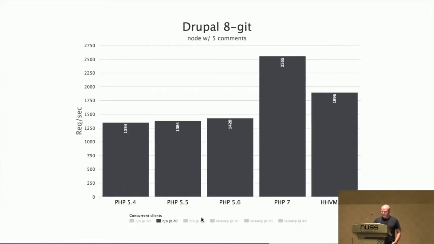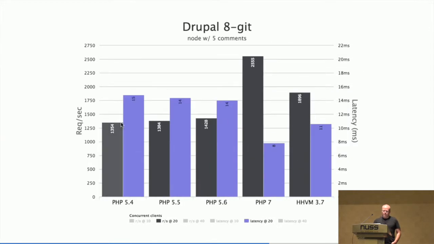Latency-wise, latency on PHP 5.4 was 15 milliseconds, 14 in PHP 5.5, 14, drops to 8 in PHP 7, and 11 in HHVM 3.7 on a default Drupal 8 install. So Drupal folks are going to be quite happy with PHP 7, I think. It's not quite 2x, but it's very, very close to 2x from PHP 5.6. If you're coming up from PHP 5.4, then it's very close to 2x. If you're coming from PHP 5.2 or 5.3, then definitely you get 2x the performance out of it.